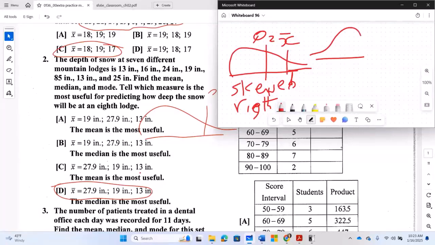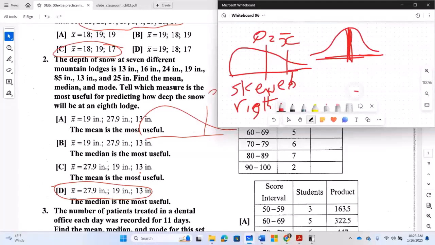This data, if I draw this data here, which I call bell-shaped. So when the mean is equal to the median, we say that the data is not skewed. If the mean is equal to median, the data is not skewed. So I can make decision with the mean.